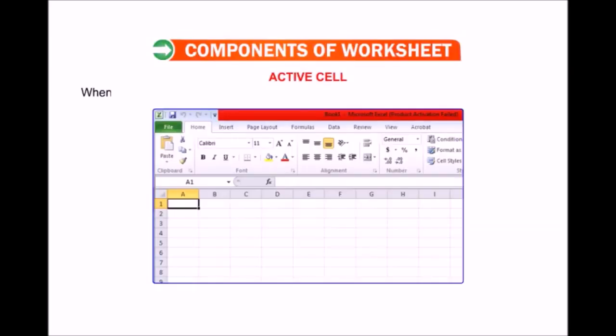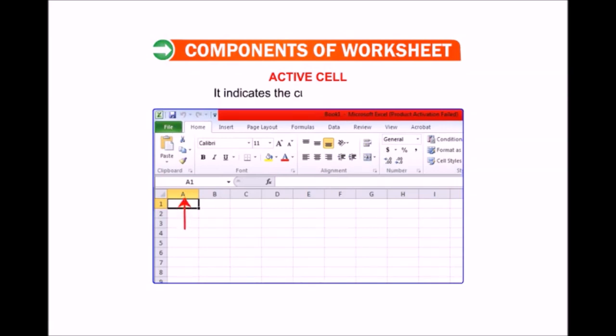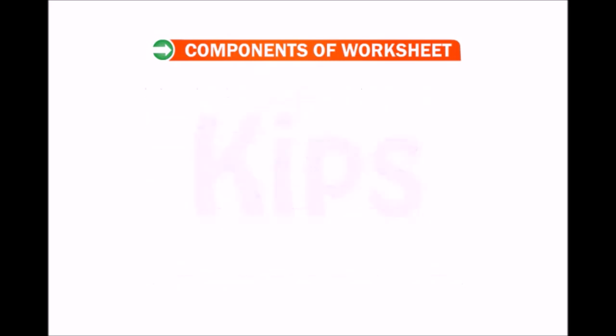Active cell. When you click on a cell, a thick black border differentiates it from the rest of the cells. It indicates the current cell is active. This highlighted box is called cell pointer. Data can be entered only in a cell where the pointer is placed.